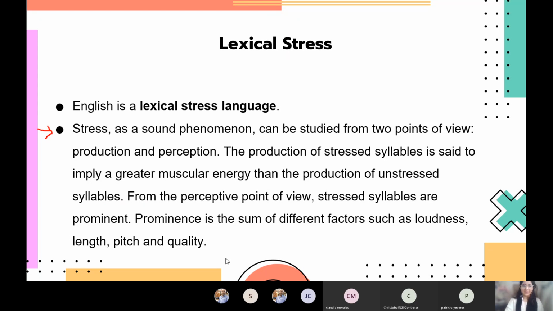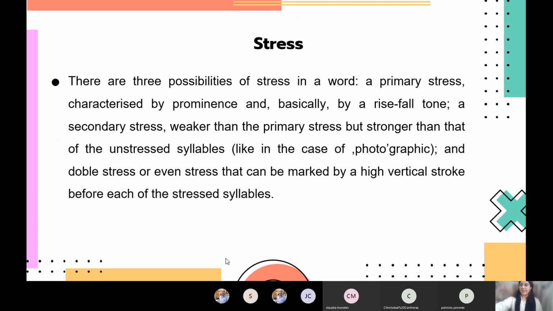So thank you very much. Now we have this paragraph, and I'm going to ask Sebastian to read it, please.